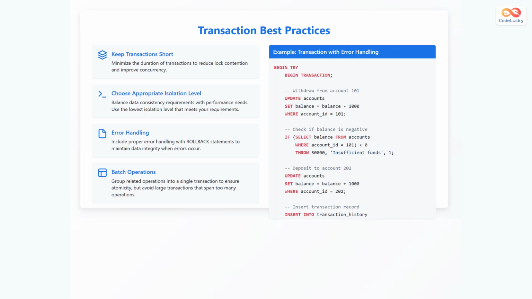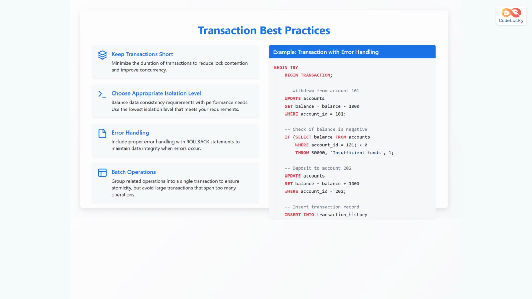We begin try, then begin transaction. Then we withdraw from account 101 by updating accounts, setting balance equals balance minus 1,000 where account ID equals 101. Then we check if the balance is negative. If the balance from accounts where account ID equals 101 is less than 0, throw an error. Then we deposit to account 202 by updating accounts, setting balance equals balance plus 1,000 where account ID equals 202.